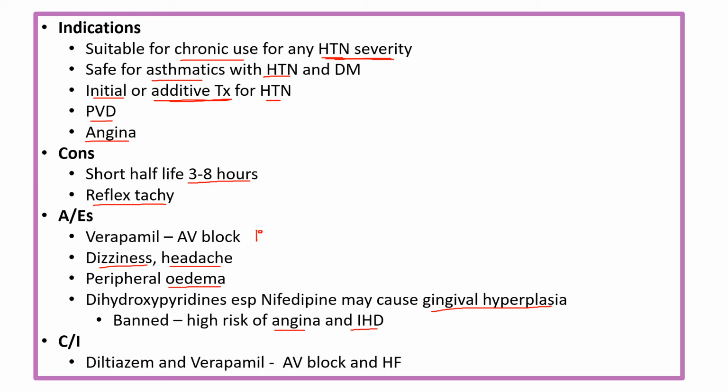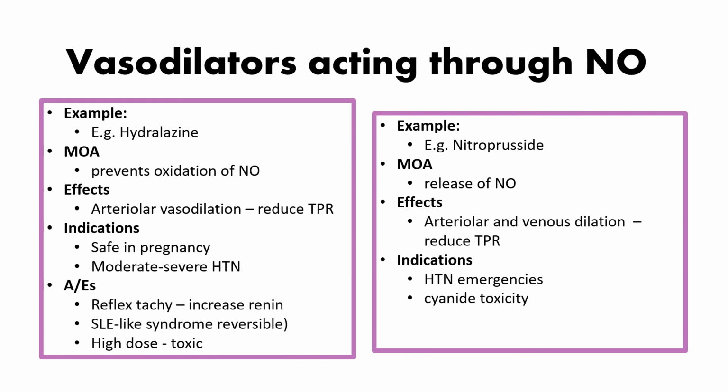Contraindications, so verapamil and diltiazem are contraindicated for patients with AV block and heart failure, as we've already discussed, because they are negative inotropes and you don't want to give that to patients with an already weakened heart, as in, for example, heart failure. So the second way that vasodilators work is they can act through nitric oxide.